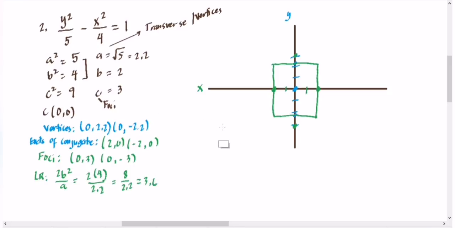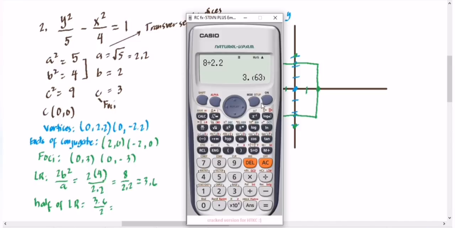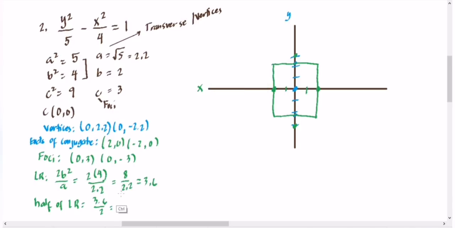So, yung 3.6 na yan, hatiin pa natin yan kasi kailangan natin yung half of LR. So, 3.6 divided by 2. So, that is equal to 1.8. So, meron tayong 1.8. Yung 1.8 na yan, bibilangan natin mula dito sa foci natin, sa mga focus. So, ito, 1.8 pakanan tsaka pakaliwa. Okay? So, bilang tayo ng 1.8.